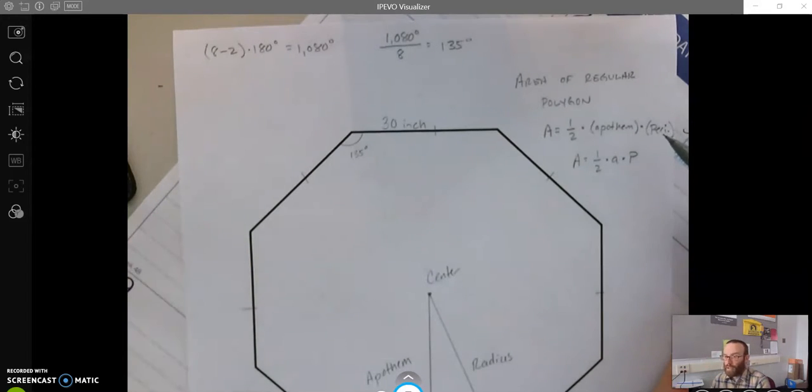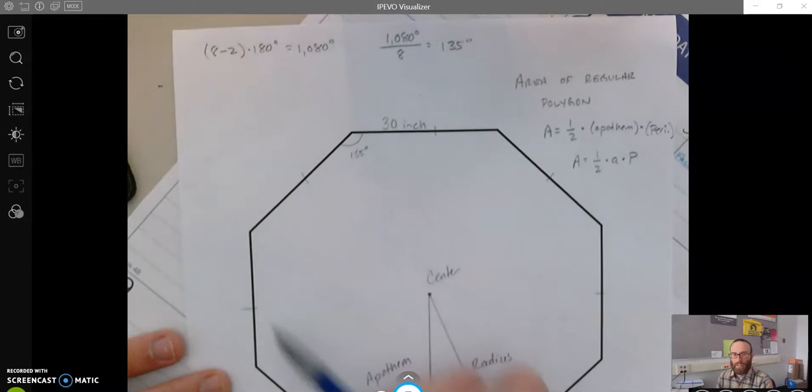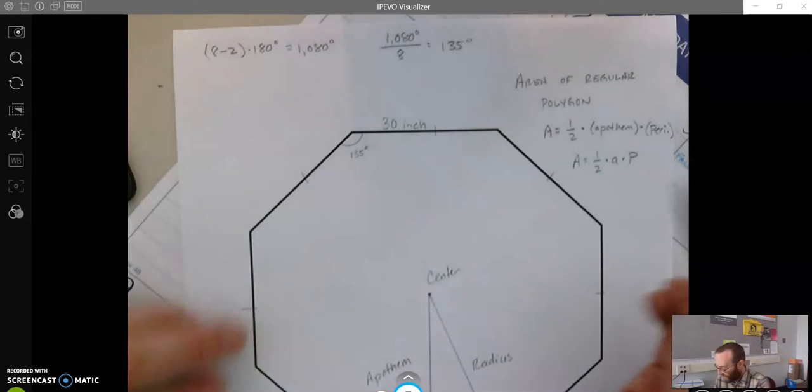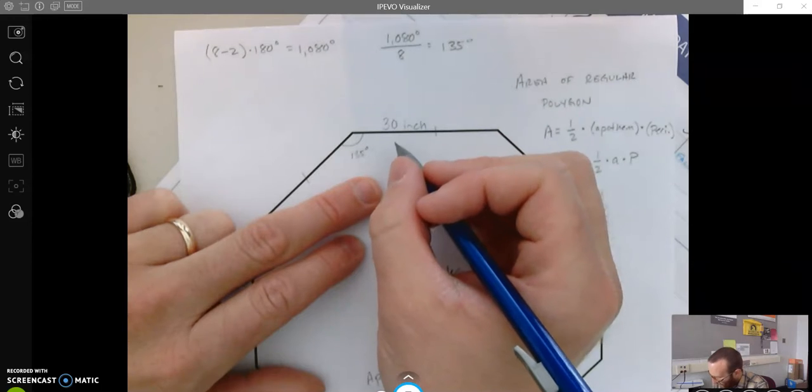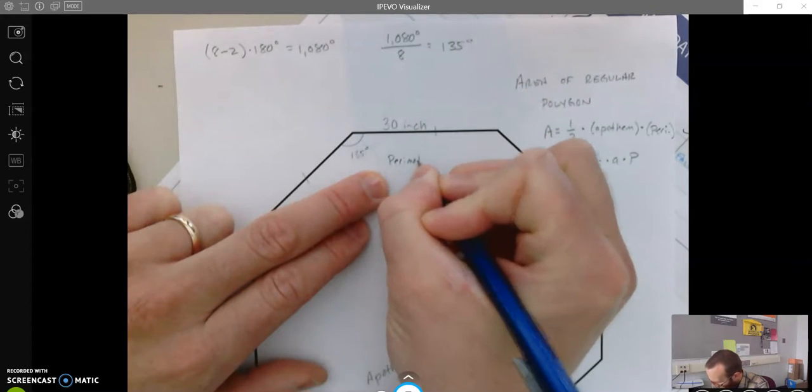Now, perimeter is something we know. Perimeter is adding up all the edges. Well, if this is 30, and this is 30, and 30, and 30, and all the way around is 30, the first thing I'm going to do is calculate my perimeter.